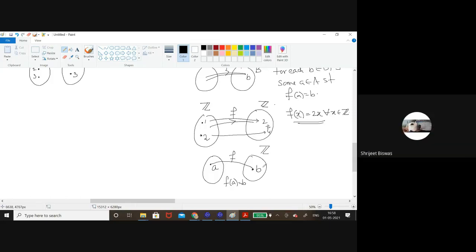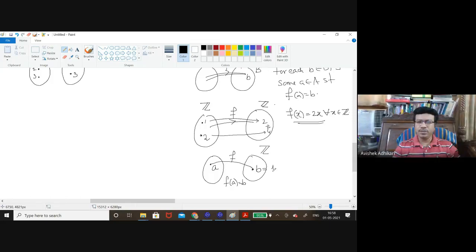Why not? Very good, 1 wouldn't have a preimage. If I consider B to be 1, then you can understand that there exists no such A from here such that f(A) should be equal to 1, because it is always giving you some even integer. So there exists no A belonging to Z such that f(A) equals 1. As a result, this F is not surjective, right?